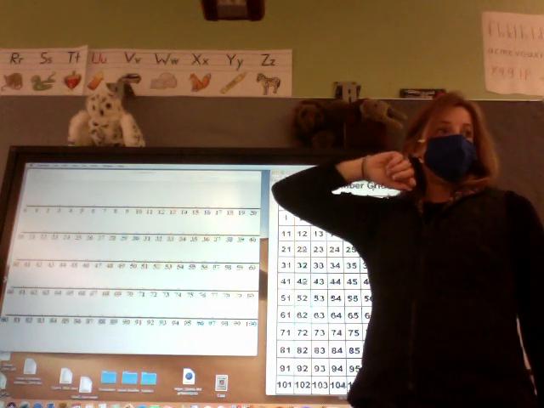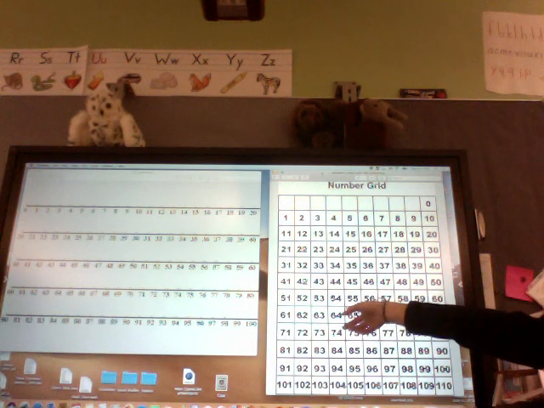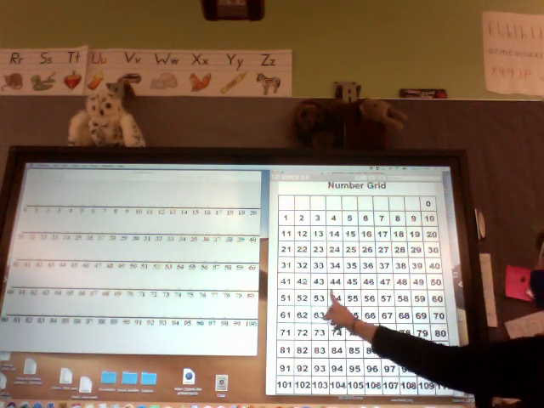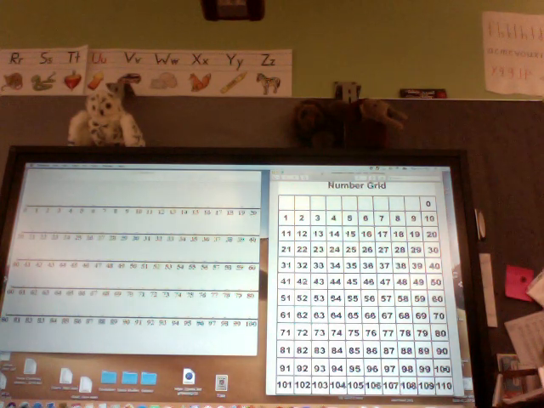I also posted a number grid so you can see the difference. See the difference between a number line and a number grid? What do you see that's different between the number line and the number grid? Simon? The number grid has rows down. Okay, the number grid has rows down.